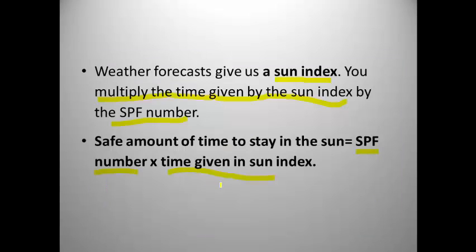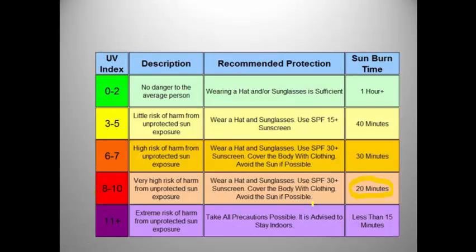Now let's imagine you're wearing a suntan lotion with an SPF factor of 10. The time given in the sun index, for us, was 20 minutes. If you were wearing SPF 10 lotion, that would be the SPF number, 10, multiplied by the time in the index, which was 20 minutes. That would tell us that with SPF 10, we can stay in the sun for 200 minutes. That's what it would tell us. So that would be 200 minutes.